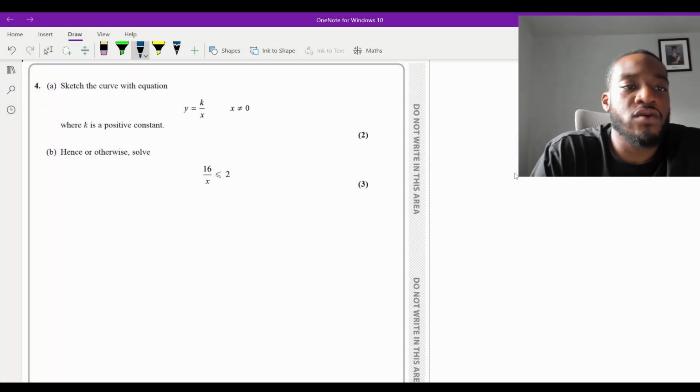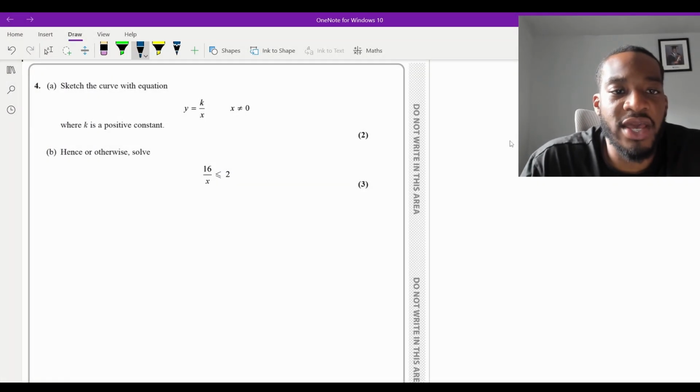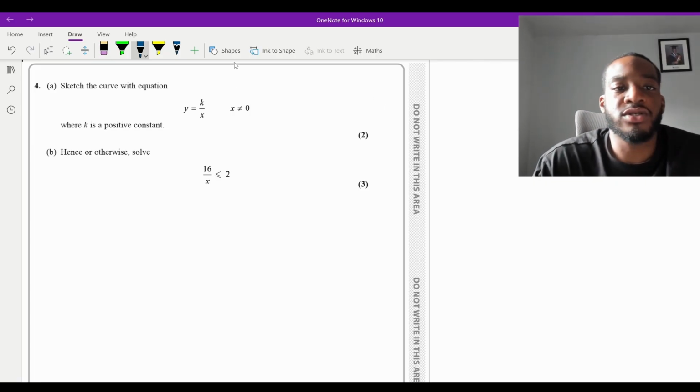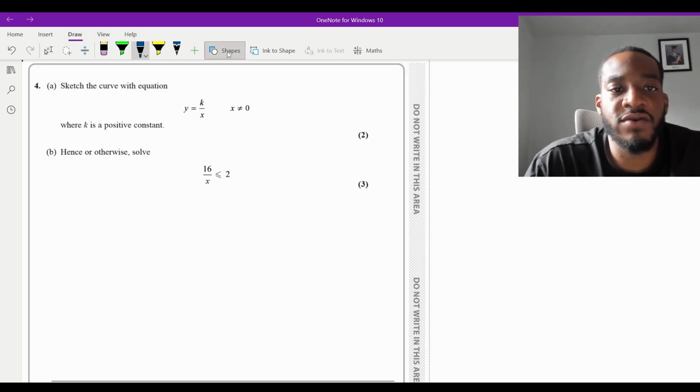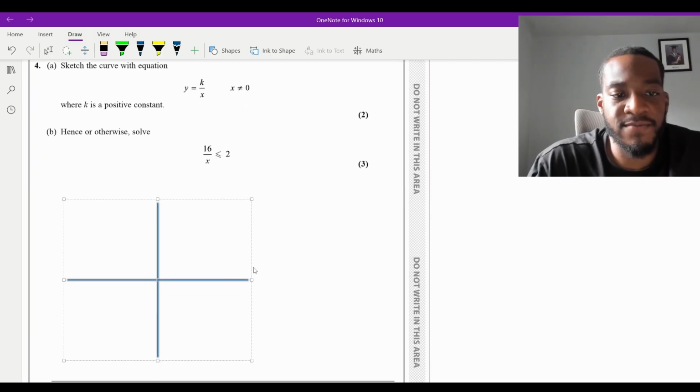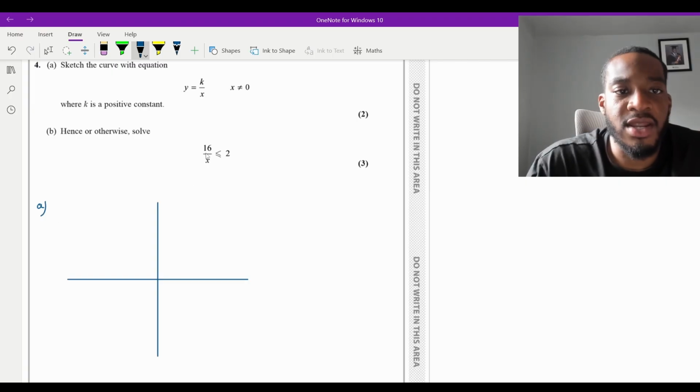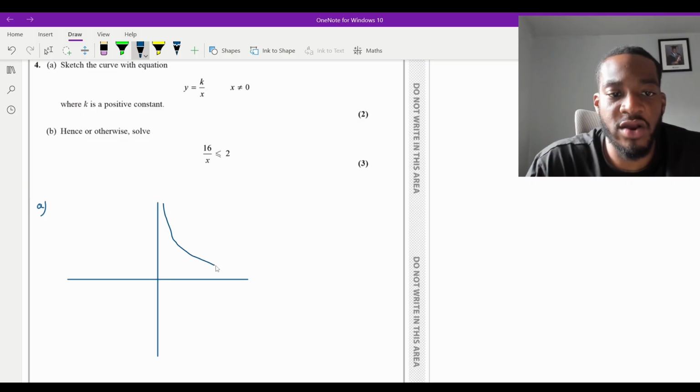Okay, so question 4 says sketch the curve with the equation y equals k over x, where x is never equal to 0, where k is a positive constant for 2 marks. All right, so this is just the reciprocal function, isn't it? Right. So what I'm going to do, I'm going to get axes going. It's going to look something like that. And then I'm just going to say this is going to be part A. Now, because k is positive, the curves are going to be in the top right quadrant here, and the other one's going to be in the bottom left, like this. And then obviously I'm going to put this as y, put that as x, and I'm just going to say that y is equal to k over x.